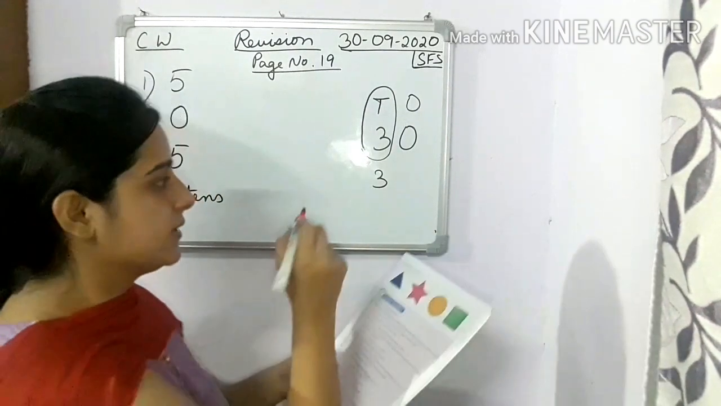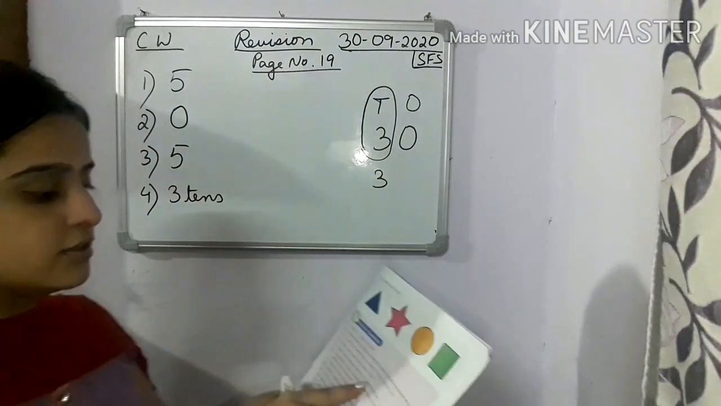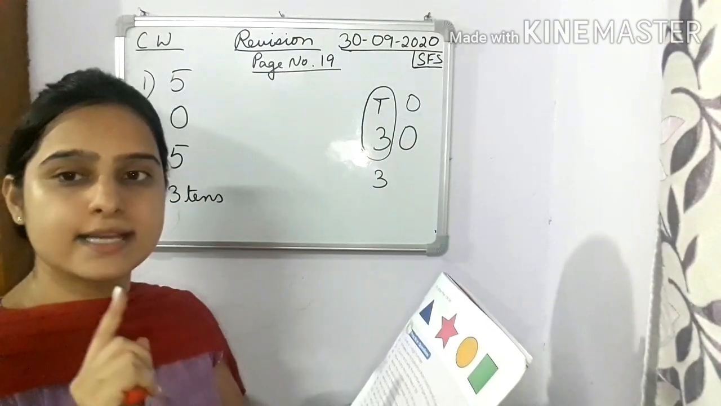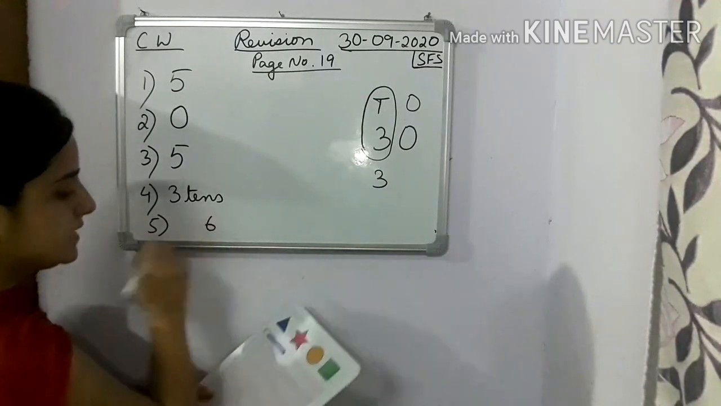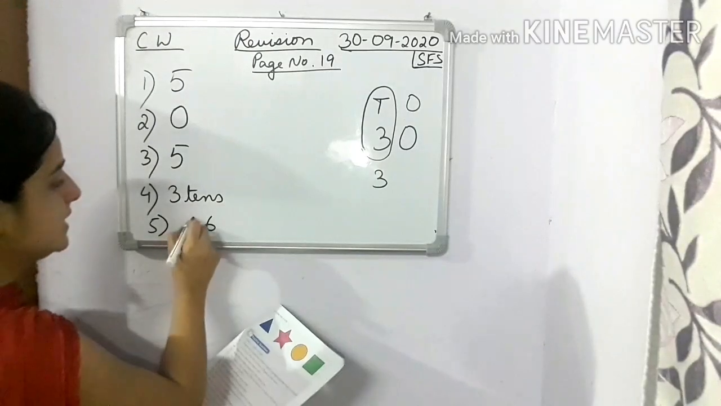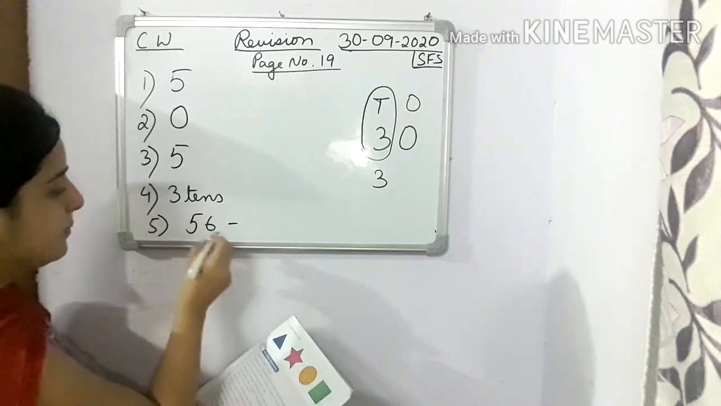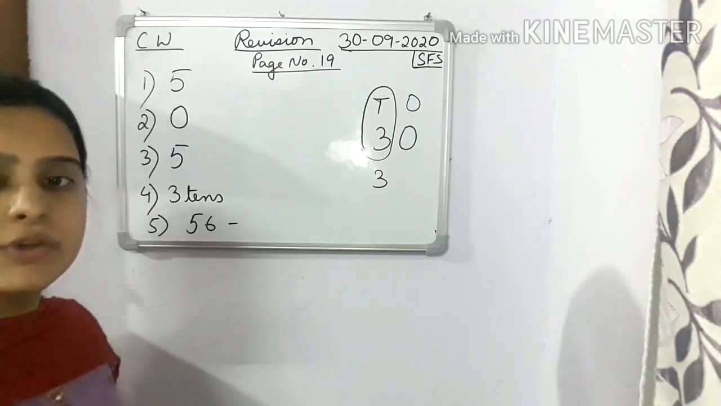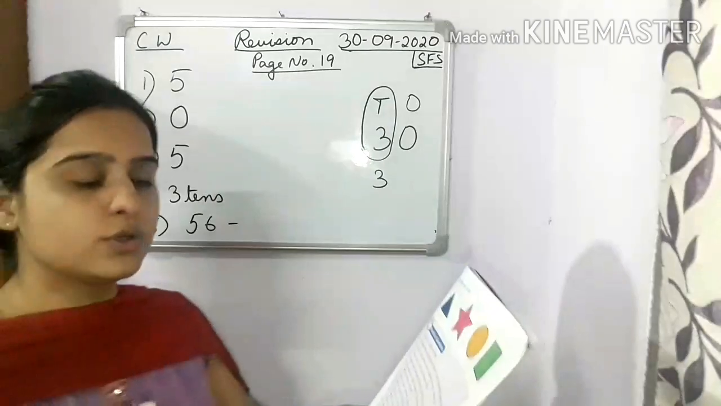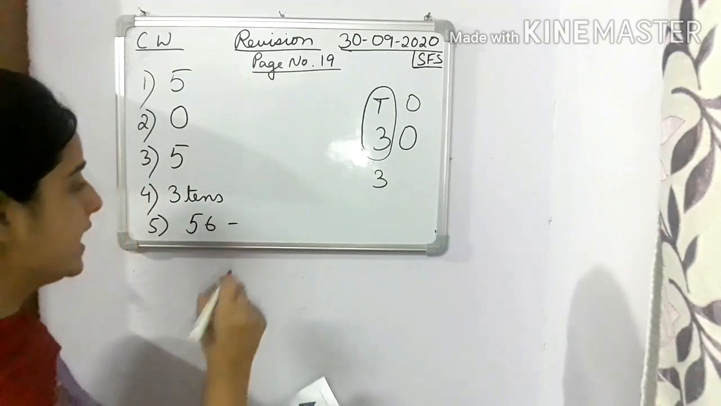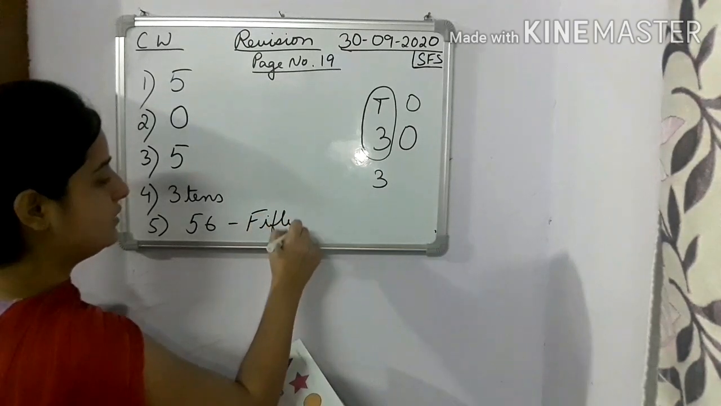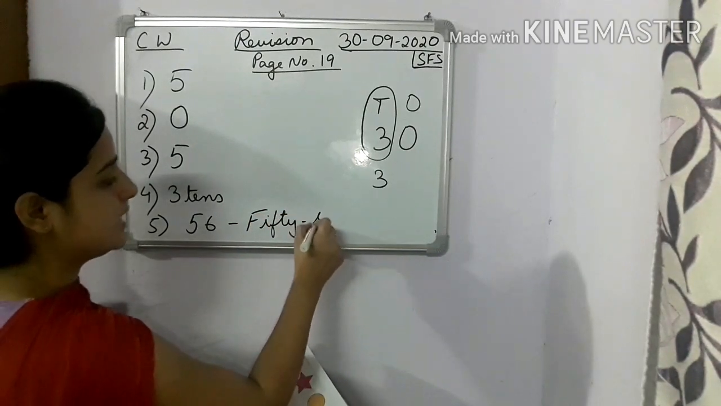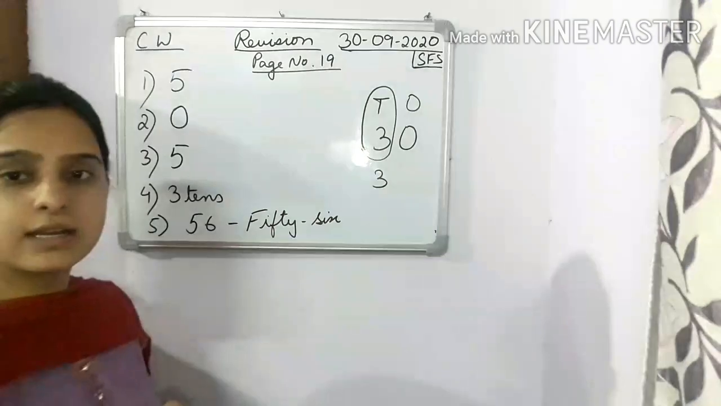Then number 5, write the number name for 5 tens and 6 ones. That means 6 is in 1's place and 5 is in 10's place. So what number did we get here? 56. So we have to write the number name. Let's write F-I-F-T-Y, 56. Clear?